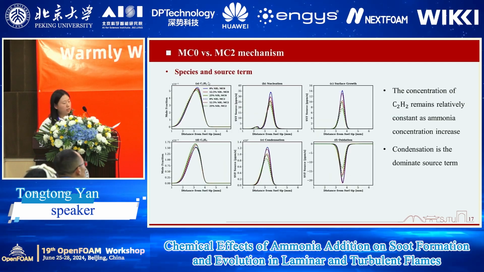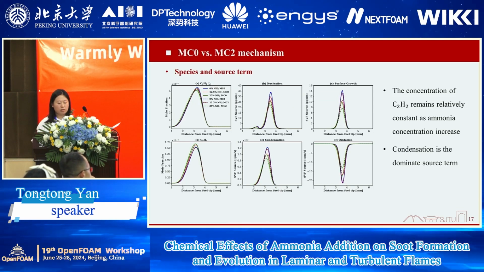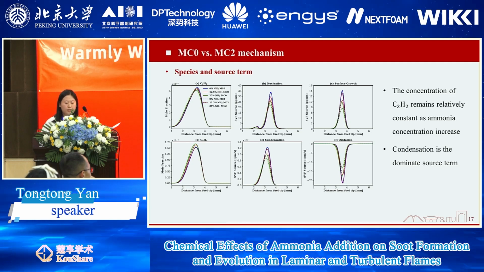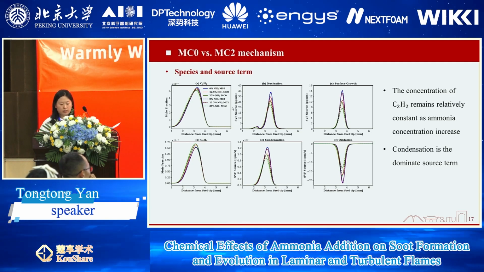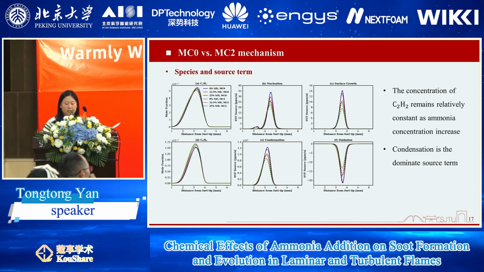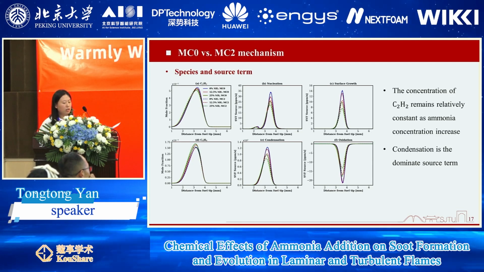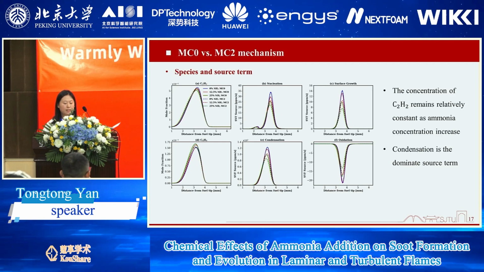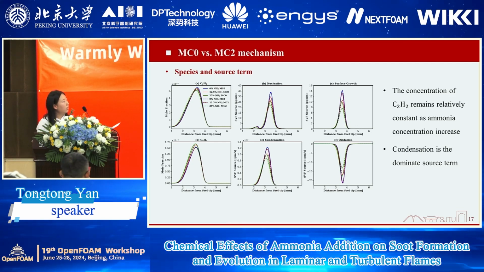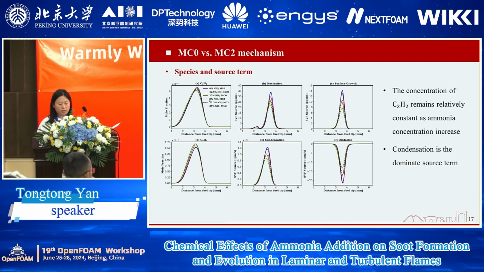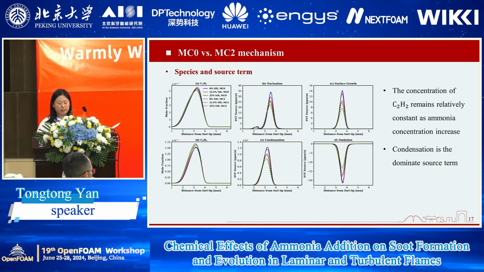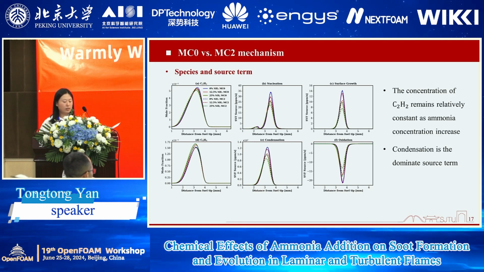And here are the results for some species and the soot source terms. Since most previous studies think ammonia addition leads to acetylene suppression and thus soot volume fraction reduction, we first plot the concentration of acetylene. Simulation results suggest the concentration of C2H2 remains relatively constant as ammonia concentration increases. This means that the presence of ammonia has little impact on this species.